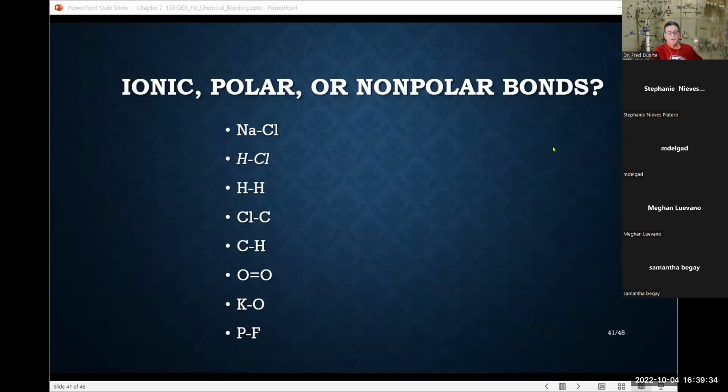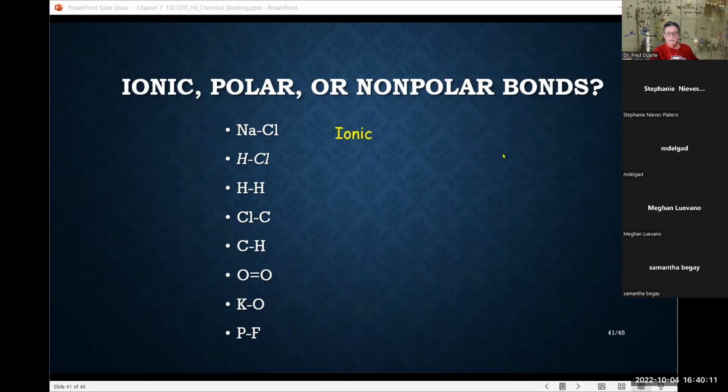Here we're asked a question: we get a list of compounds, and they want to know which are ionic, which are polar, and which are nonpolar. We can very quickly determine all the ionic bonds. It's a metal-nonmetal combination. We have sodium chloride, and we go down the list. The only other one is calcium and oxygen. Those two are the only ionic compounds in the list, because we have a metal-nonmetal combination.